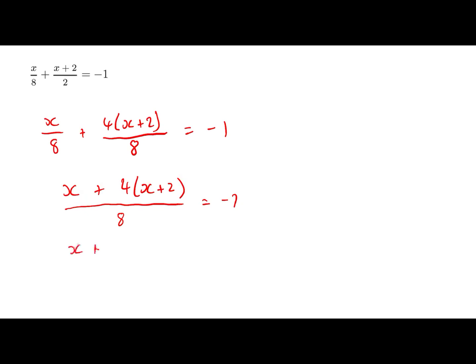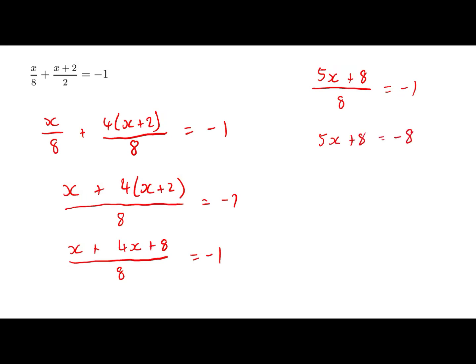Now I'm going to expand and simplify the numerator. So I get x plus 4x plus 8 over 8 equals negative 1. And so I get 5x plus 8 over 8 equals negative 1. Now it looks like one we can already do. Times both sides by 8. 5x plus 8 equals negative 8. 5x equals minus 16, taking away 8 from both sides. So x is equal to minus 16 over 5.